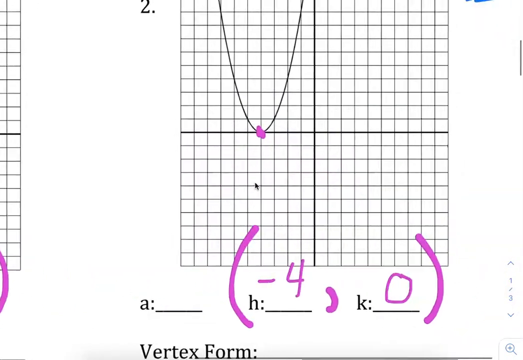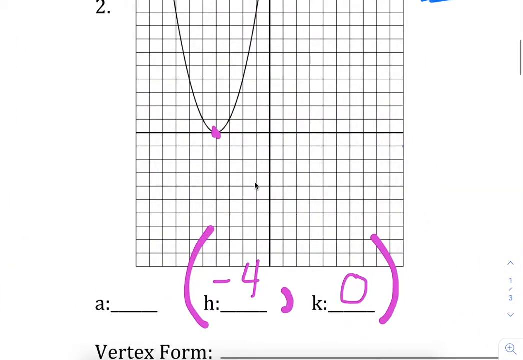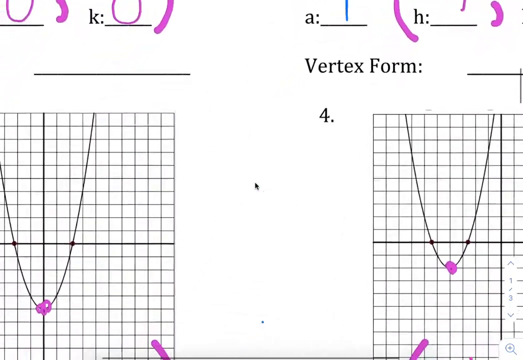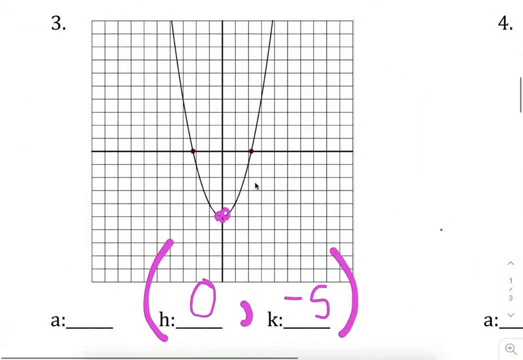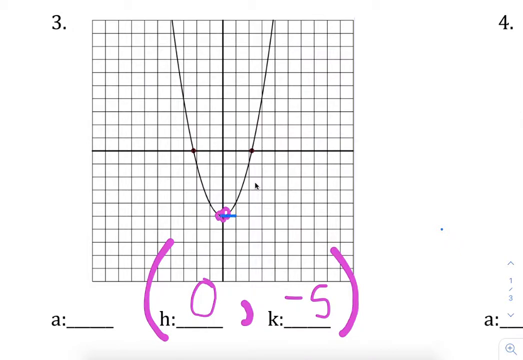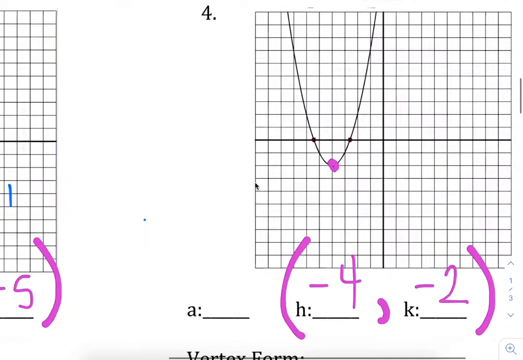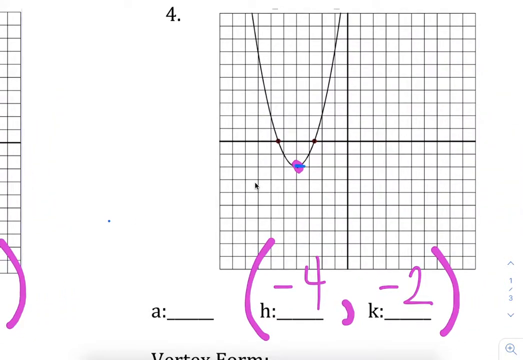If I go to problem 2, if I go out 1 box and I go up 1 box, I hit the parabola. So my A is 1. I only went up 1. Okay? Same thing on problem 3. Out 1, up 1. I hit the parabola. So I'm consistently moving up 1 for every problem on this page so far. Last one, number 4. If I go out 1 box and up 1 box and I hit the parabola, that means my A is 1.